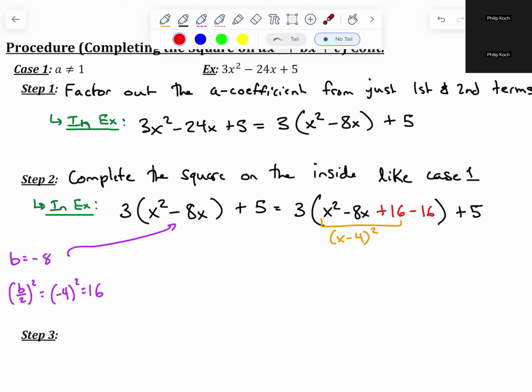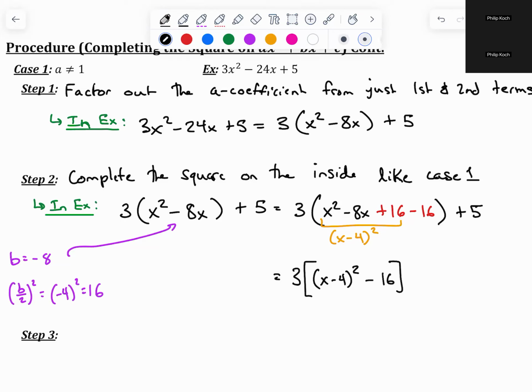If b over 2 was 5, it would be plus 5. If b over 2 was -13 thirds, you'd have x minus 13 thirds, and so on and so forth. So we've got this: 3 bracket, (x minus 4) quantity squared minus 16, end bracket, plus 5. We said no, I'm not going to work with a harder case. I'm just going to look at it like it's a simpler case and work like that.